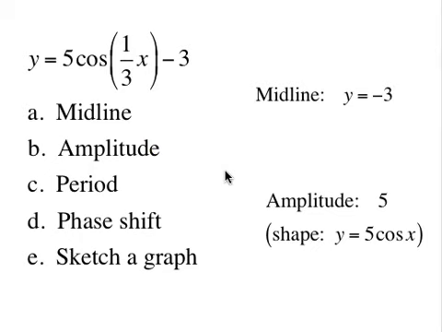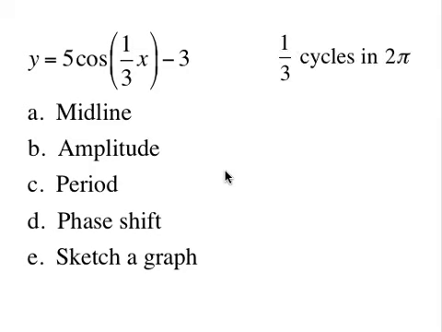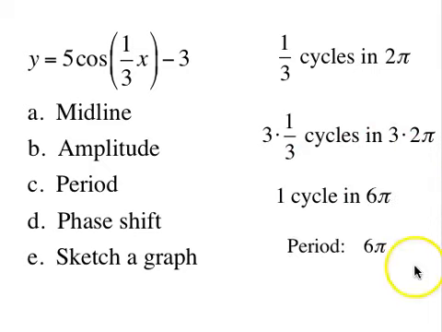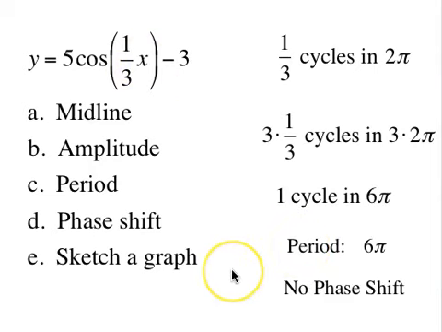We have to figure out what the period is going to be based on that. So 1/3 cycles in 2 pi, I need to see what 1 cycle is. Multiply this by 3, multiply that by 3. 3 times the 1/3 cycles and 3 times 2 pi. 1 cycle in 6 pi, that's the period. Phase shift, x is not shifting left or right. No phase shift. Keep that relatively easy for us.